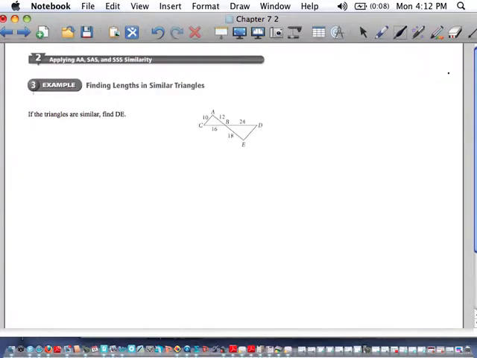Next, we're going to use these similarity ratios to find the length of a missing side. It says if the triangles are similar, find the length of DE. Well, here's DE. I'm going to call that X. So the first thing I have to decide is, are these two triangles similar? Well, I know that I have vertical angles here. So I have angle ABC congruent to angle EBD.